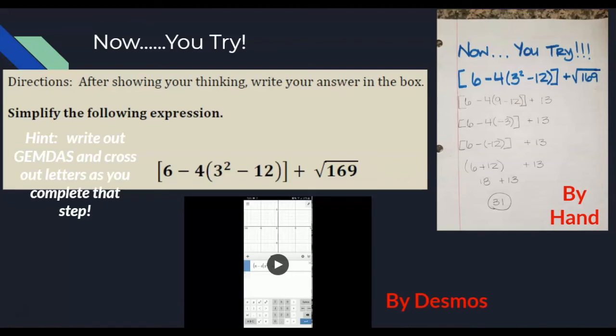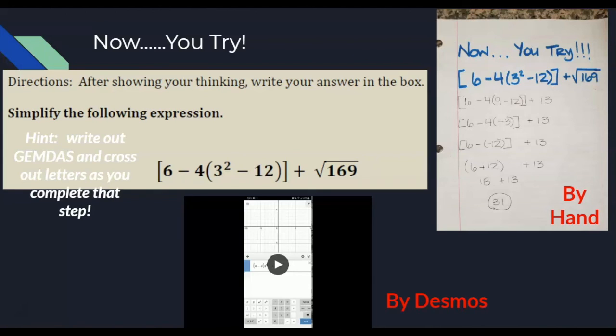Notice here that I started with the innermost grouping symbols, the parentheses, 3 squared minus 12. I squared the 3 and got 9, and then minus the 12 and got negative 3. Continuing to work my way outward, I times that by the 4, which gave me negative 12. And then inside the brackets, I have 6 minus negative 12, which we know minus a negative is the same as addition, which gives me 6 plus 12, and that gives me 18.